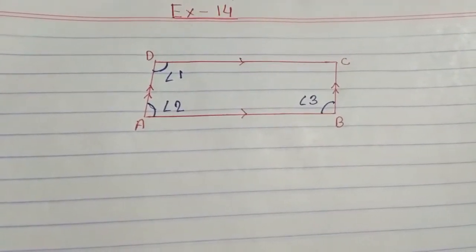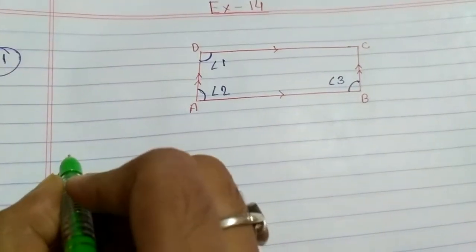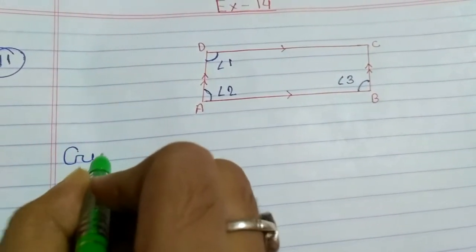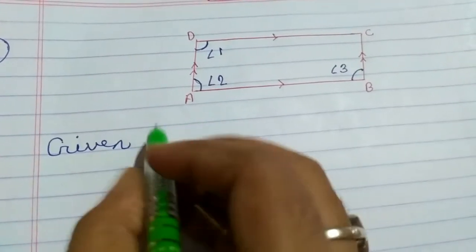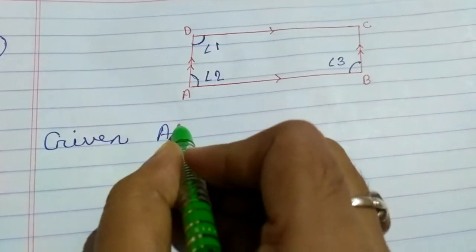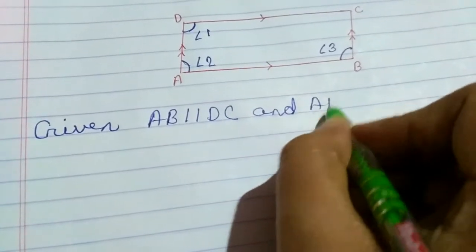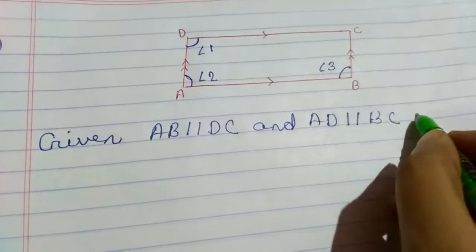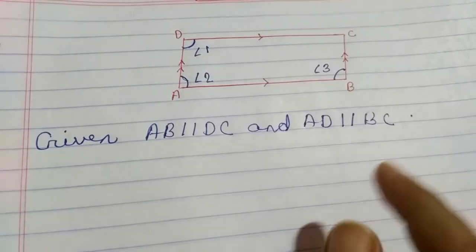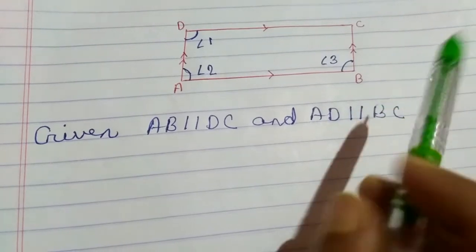After considering the angle names, just do one thing. Whatever is given in the question, write it down. So the given is: AB parallel to DC and AD parallel to BC. This is given. So first of all, what do you do first? You have to take AB and DC first.